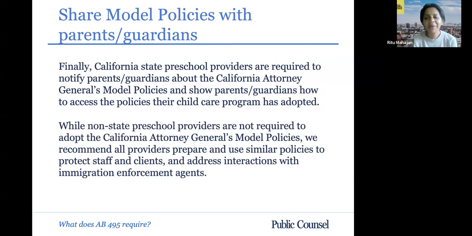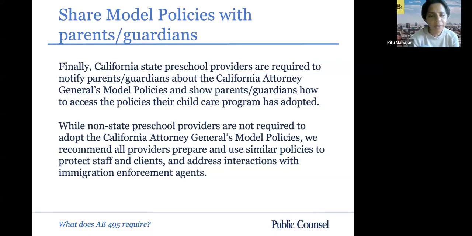Okay. Thank you everyone for bearing with us. I know this is a lot of information. Before I talk, everything Cassidy has mentioned related to being able to assess if something is a judicial warrant, being able to make sure that you have updated emergency contact info, making sure you're not sharing information about families and children without a proper judicial order. All of that applies to California state preschool providers and also family childcare homes and childcare centers that don't provide state preschool. So all of those pieces apply to a lot of different types of childcare providers.